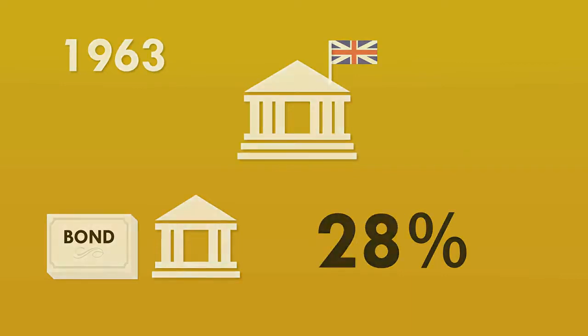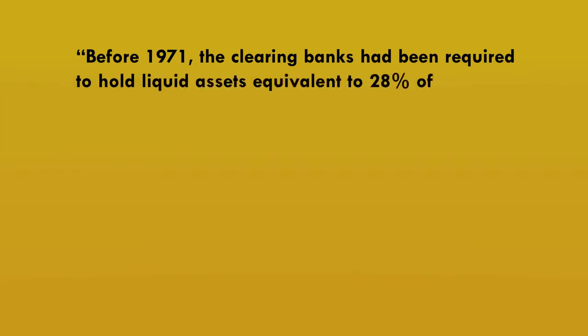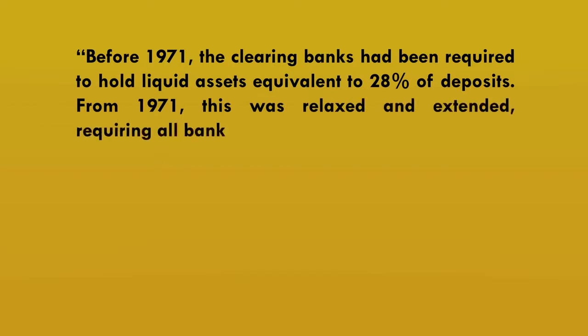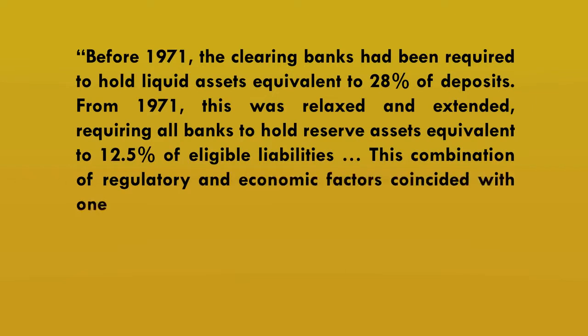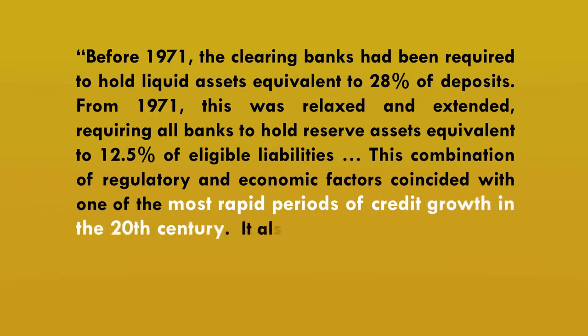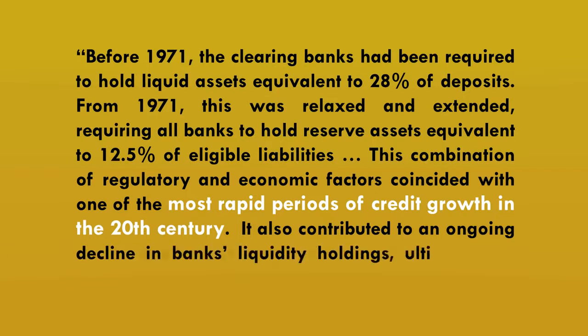Then, in the words of the Bank of England, before 1971, the clearing banks had been required to hold liquid assets equivalent to 28% of deposits. From 1971, this was relaxed and extended, requiring all banks to hold reserve assets equivalent to 12.5% of eligible liabilities. This combination of regulatory and economic factors coincided with one of the most rapid periods of credit growth in the 20th century. It also contributed to an ongoing decline in banks' liquidity holdings, ultimately to below 5% of total assets by the end of 1970.